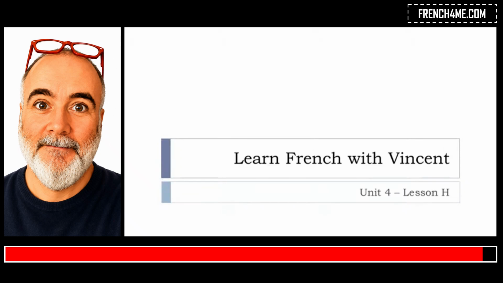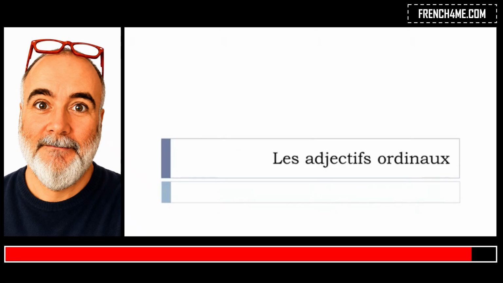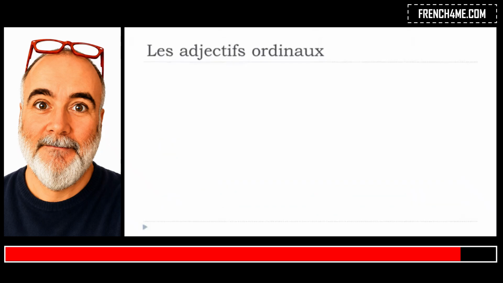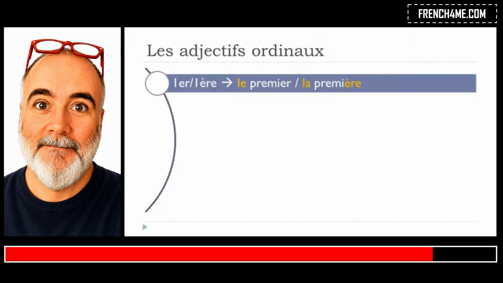This is Unité 4, leçon H. And in this lesson we'll discover les adjectifs ordinaux. Les adjectifs ordinaux, so in English it would be first, second, third, fourth, etc. So we'll see how they go in French. And so we'll start with the first, okay?